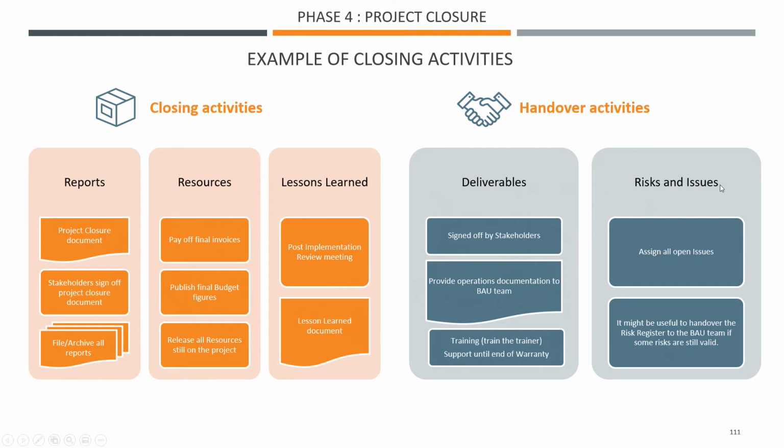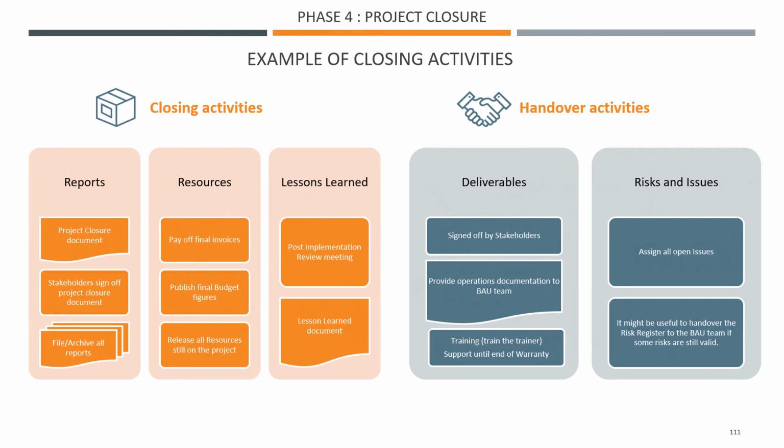And risks and issues. In our issue log or issue register, we might have some issues that we didn't get a chance to complete. They obviously were not critical because we still managed to implement the product or the project. So they're probably minor issues, but the team that will be running the product, the business as usual team, need to be aware of those and they need to fix them. So we need to give them this issue register somehow.